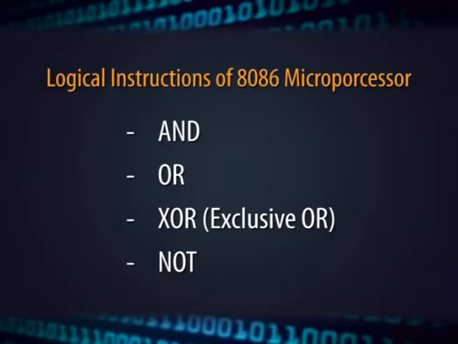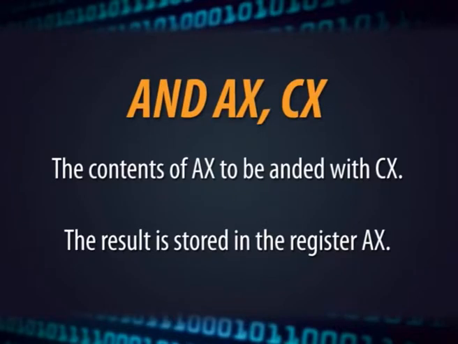Next, we discuss the logic instructions of 8086. The 8086 microprocessor has instructions for performing logical operations like AND, OR, exclusive OR and NOT operations. These operations are performed bitwise between the pair of specified operands. For example, the instruction AND AX, CX causes the contents of AX to be ANDed with CX. The result is stored in the register AX.